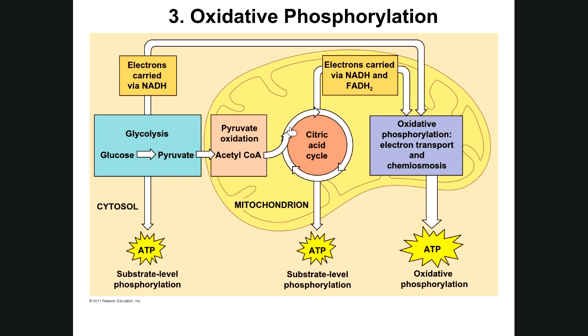occurs, there is no product. The molecule's been broken down. There's no product left to be passed on or used or anything. So the citric acid cycle doesn't have a product. It just has a substrate that's needed to begin.